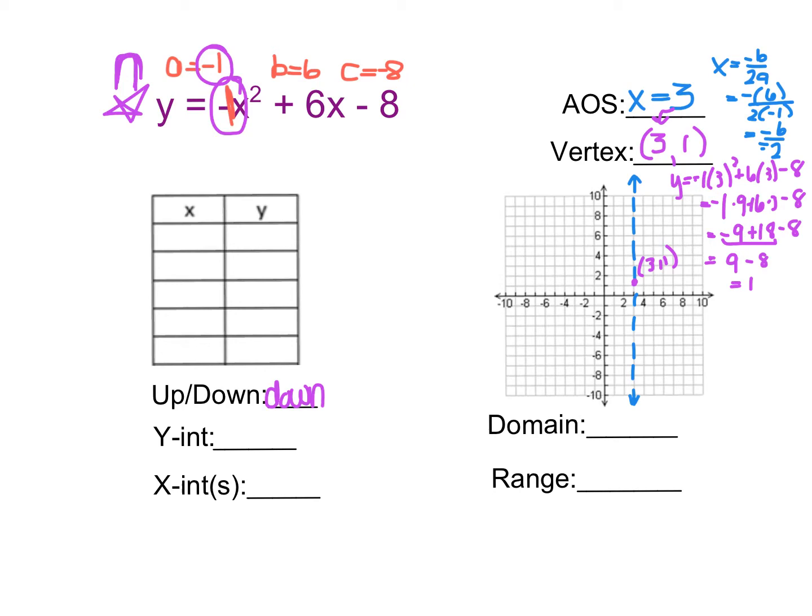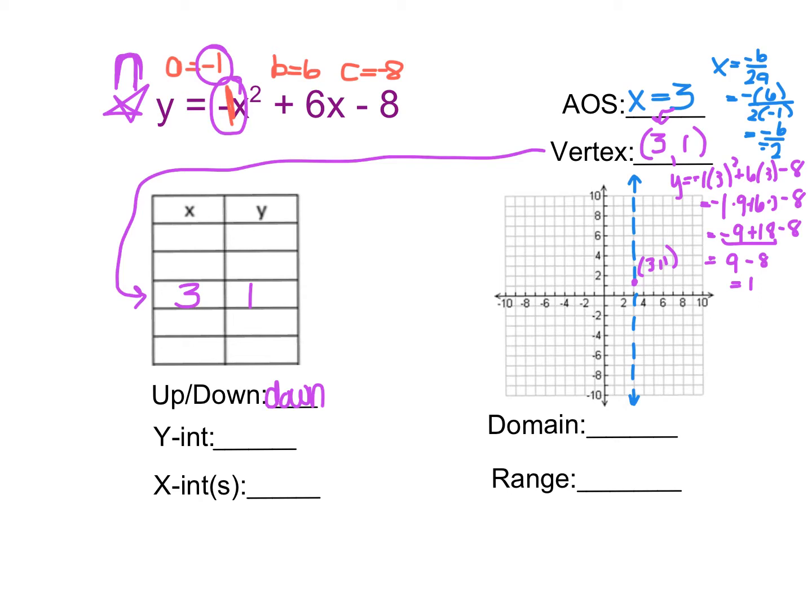So what I do next is I take my vertex point and I want to find points around it so I can get an accurate picture of what it looks like on the left side and the right side of our axis of symmetry. So I'm going to take this vertex point here and put it into the middle of my table. And then I'm going to calculate some y values around it.